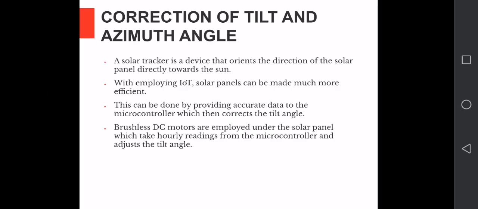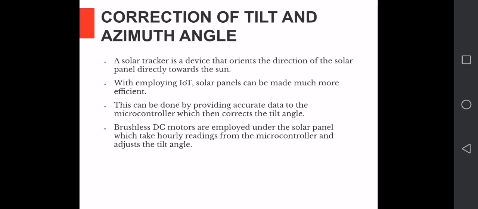There are different angles that are employed between the solar panels, and we are going to look into those angles as well. So a solar tracker is a device that orients the direction of the solar panel directly towards the sun. Your solar panel, for it to produce the best output, should always be directly towards the sun. It cannot be left or right to the sun's rays.